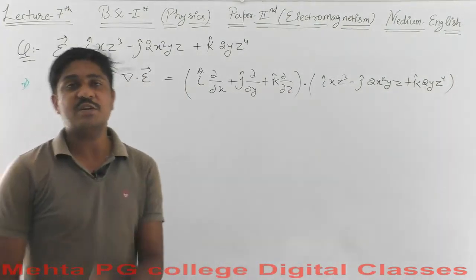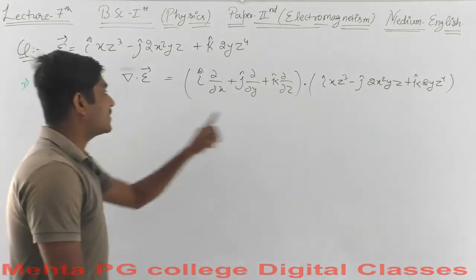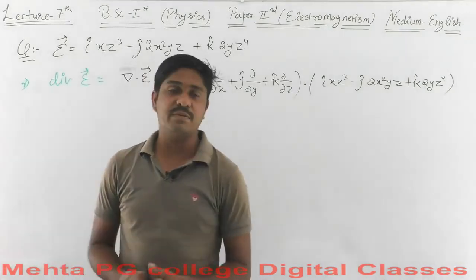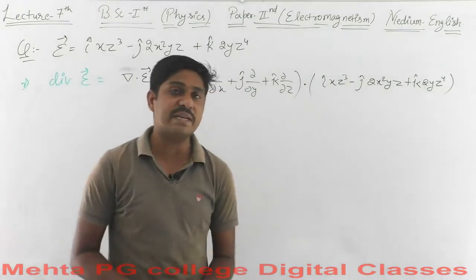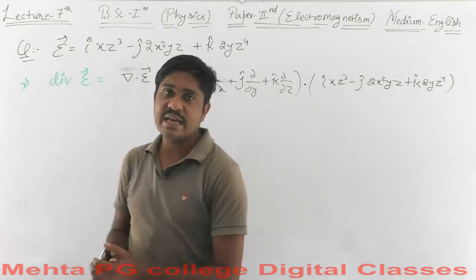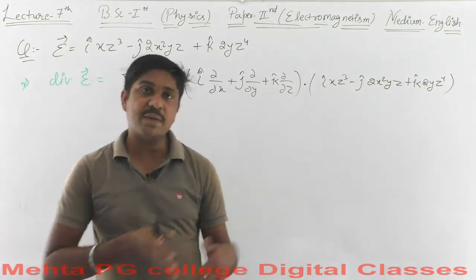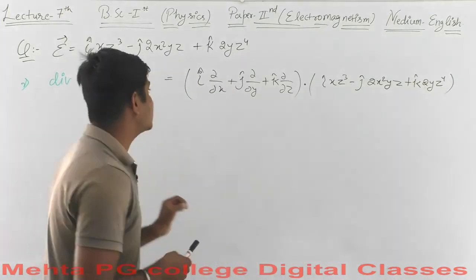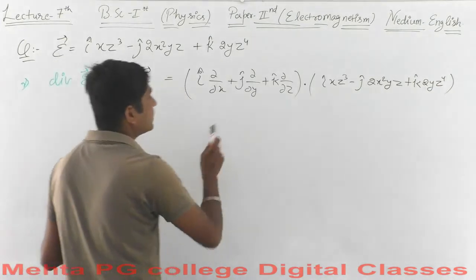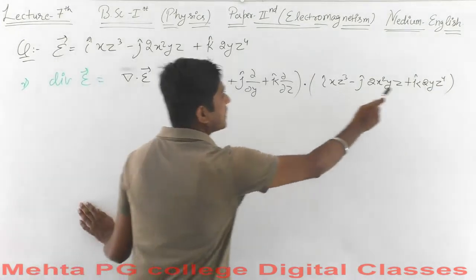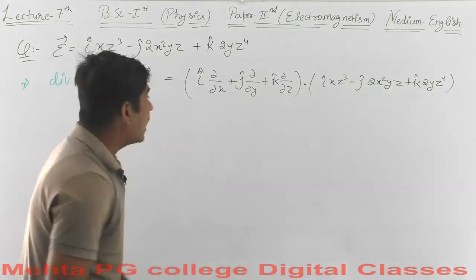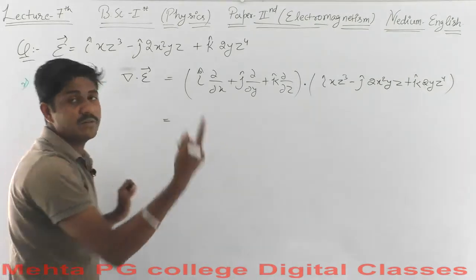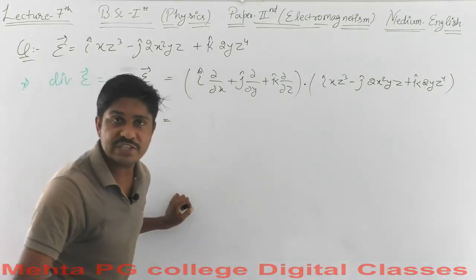If you remember, the dot product will exist for i cap dot i cap, j cap dot j cap, and k cap dot k cap. None other than these will exist, because the other components, like i cap dot j cap or j cap dot k cap, all tend to 0. So we will consider only the products i cap dot i cap, j cap dot j cap, and k cap dot k cap. So let's start. i cap dot i cap is equal to 1, so we need not mention it here.